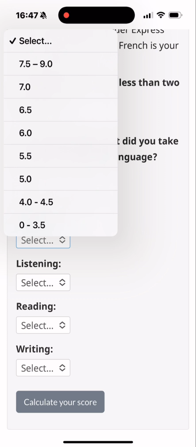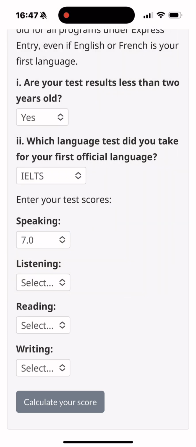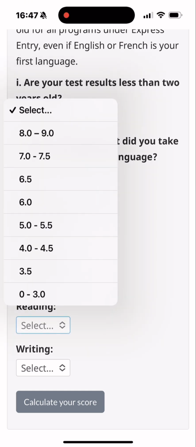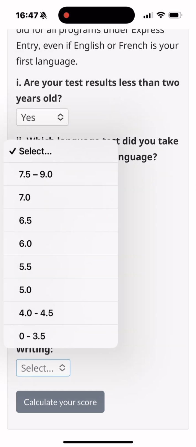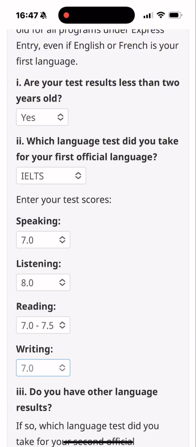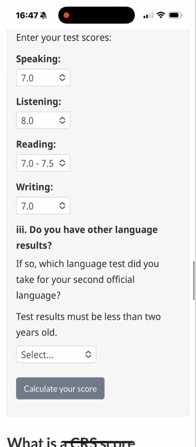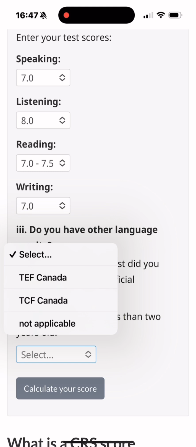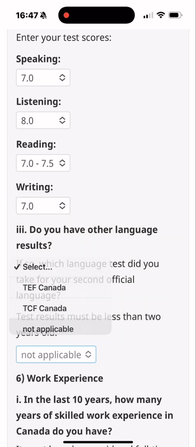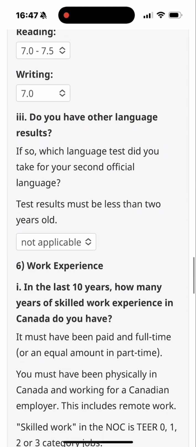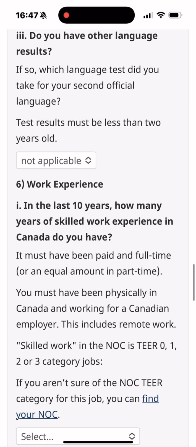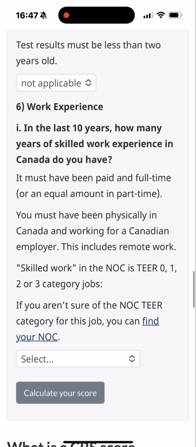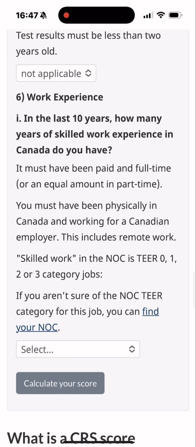To maximize your score, basically the basic score you need to have is 8777. That's 8 in listening, and 7 in the others: speaking, reading and writing. So that's what I put in there for the score. Do you have other language results? You could also have French, because the major languages in Canada are English and French, but I put not applicable.